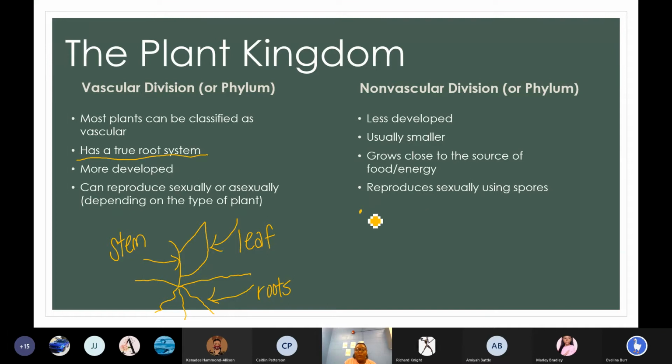So some examples. Some examples of a non-vascular plant would include moss. Two unique plants that we're going to be doing some research on soon, the liverworts and the hornworts.